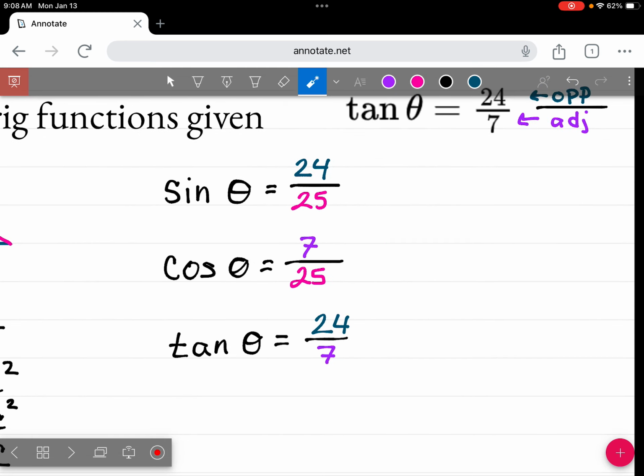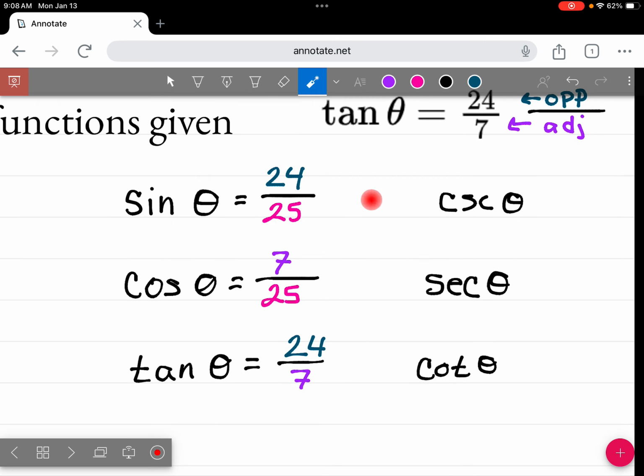When we're looking for our other three, remember that each pair gets a single set of co. So sine is going to go with cosecant of theta. Our cosine goes with secant. And tangent goes with cotangent. So each set gets one: sine and cosecant, cosine with secant, tangent and cotangent.